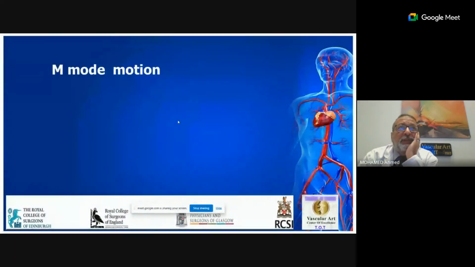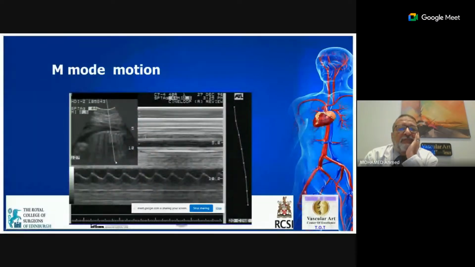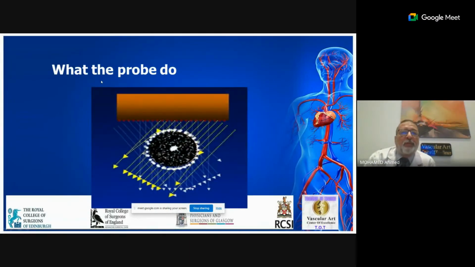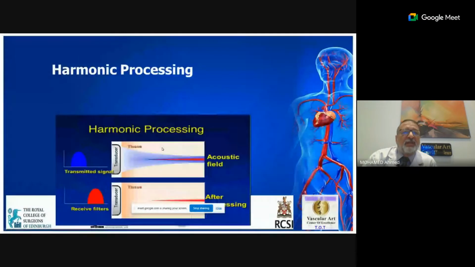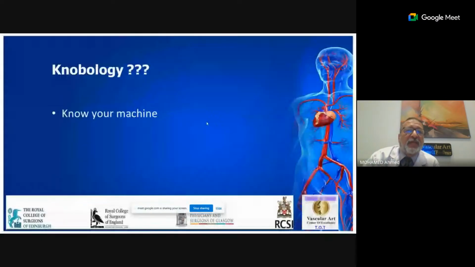Now, M mode is used by cardiologists for the valves. If you want to know if there is valve incompetence or stenosis, you need M mode, and we will not use M mode in our duplex course. What is the probe? The probe, as we said, is crystals with multiple signals, receiver and sender, and you get a multiple array of information. This has been developed dramatically, and now we get really very good images. This is called harmonic processing. You don't need to know that, but it is just a purification of the signal.